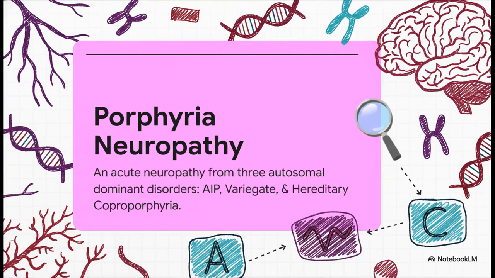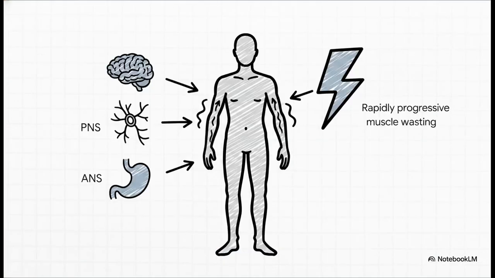Okay, next on our tour, the porphyrias. Now these are actually a whole group of metabolic disorders, but for our purposes, we're focused on the three types that can cause neuropathy, and they're all autosomal dominant: AIP, variegate, and hereditary coproporphyria. And the neuropathy you get with porphyria is weird. It's got a really unique signature. Remember that rule and exception thing? Well, here's our star exception.